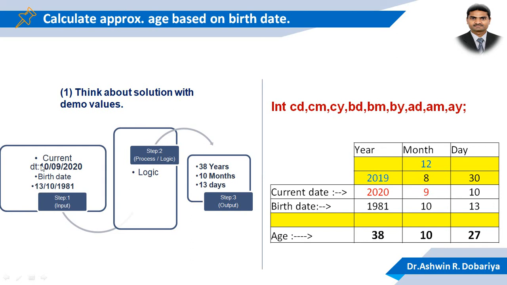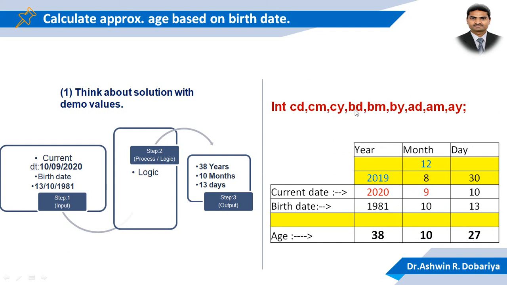Suppose the current date is 10th September 2020, and suppose my birth date is, for example, 13th October 1981. These are the two inputs we give our program. Here we will not input the entire date in one variable. The current date has a current day, current month and current year, so we will declare three separate variables: CD, CM and CY. Similarly for the birth date: birth day, birth month and birth year.